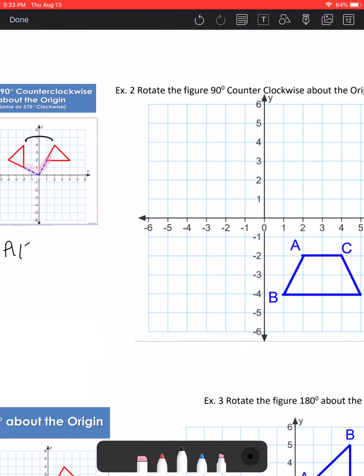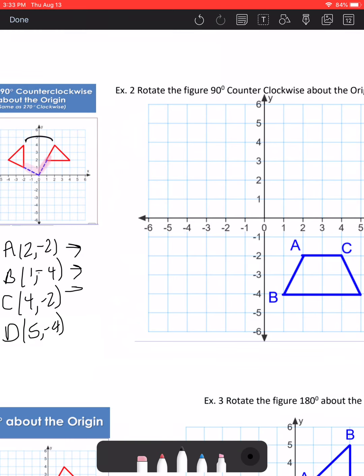My pre-image point A is found at (2, -2). My pre-image point B is found at (1, -4). Pre-image point C is located at (4, -2). And pre-image point D is located at (5, -4). Now I need to find the corresponding image points.